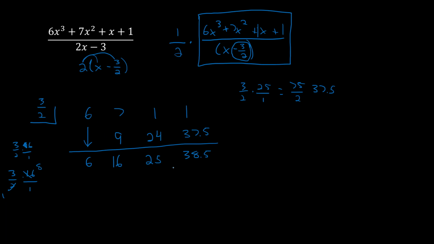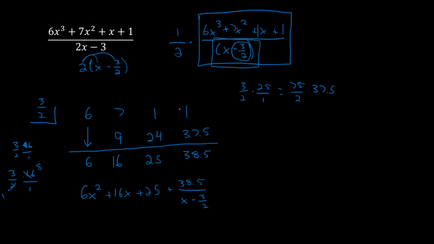Alright, and then from here we have our numbers. We just need to put the variables back in. So we started with the 3rd power, so now this would become 6 times x to the second power. And then the next one is x to the first power. And then the next one is the constant. And then the last part is going to be the remainder, which is going to be 38.5 over what I'm dividing by. And I was dividing by x minus 3 halves, right up here. Divide by x minus 3 halves.